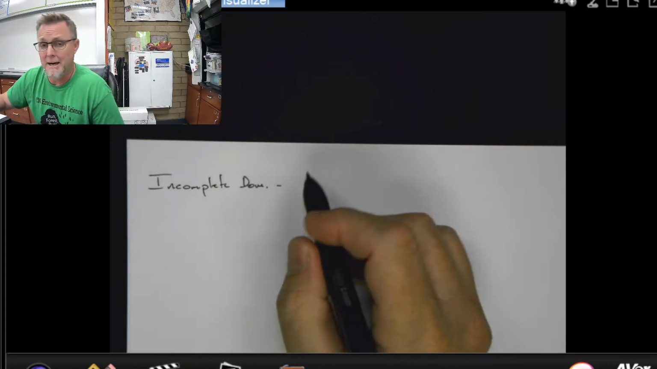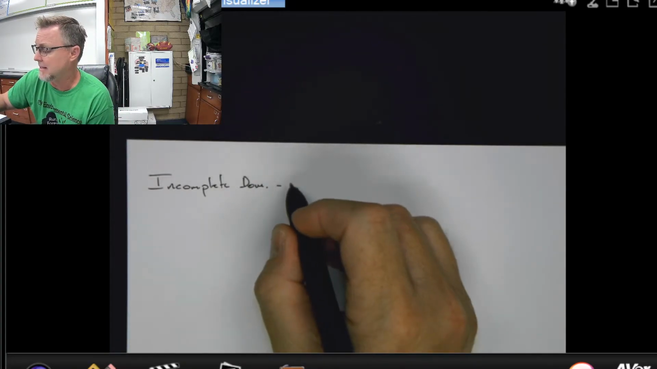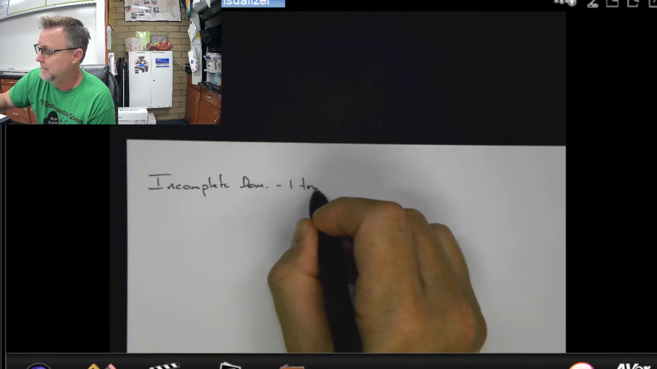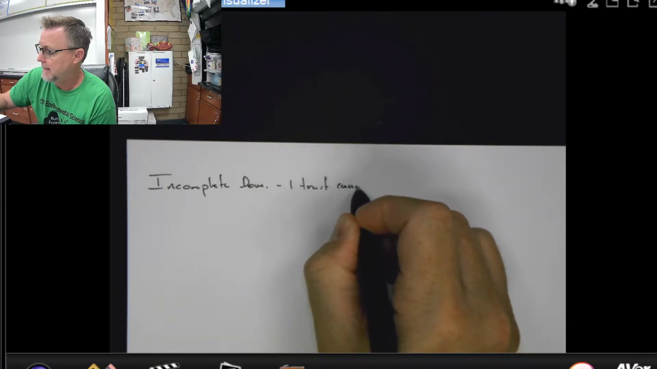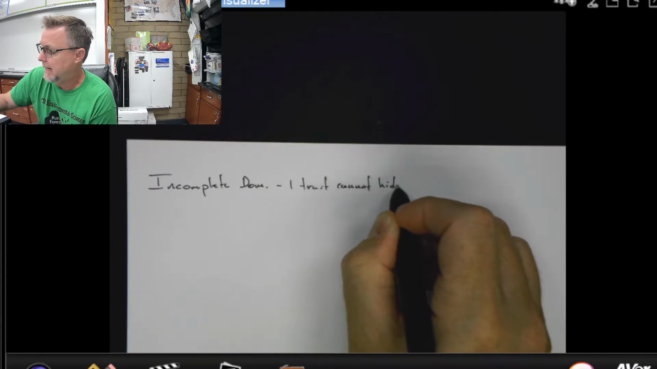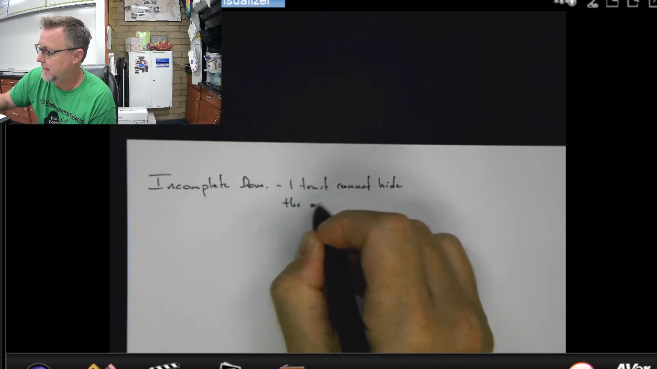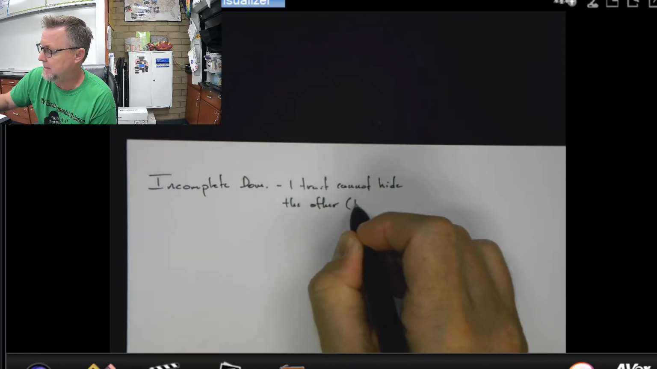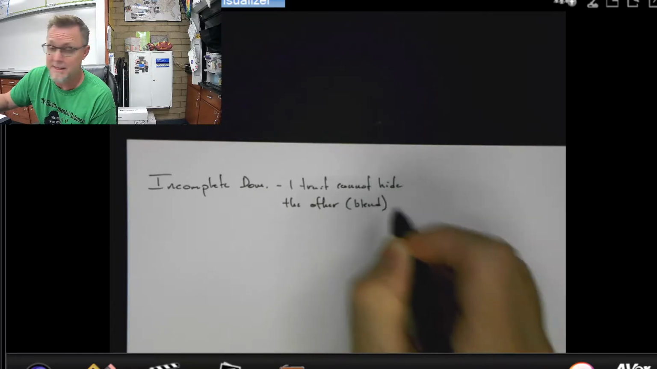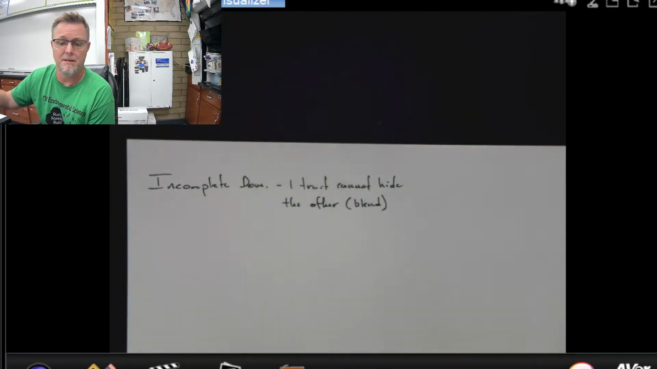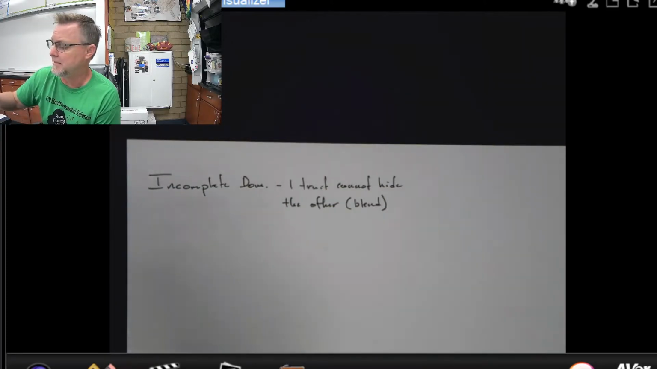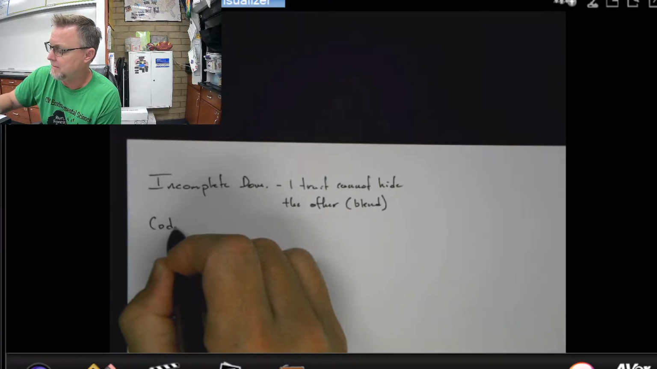So I'm going to write incomplete dominance like this and say that one trait cannot hide the other. And in parentheses, I'm going to write the word blend, okay? Because the offspring that you get are going to look like a blend between the two parents. Then I'm going to do codominance.